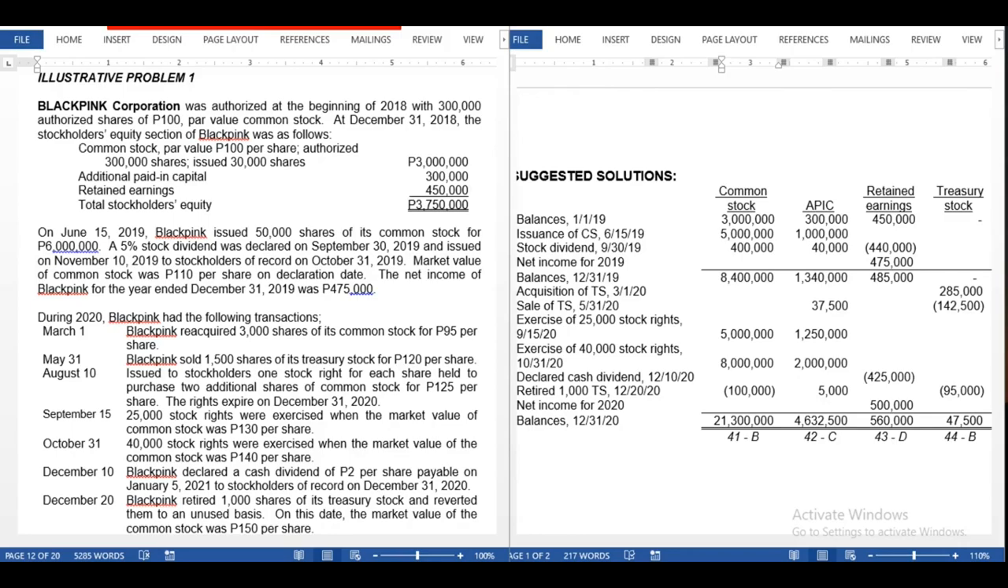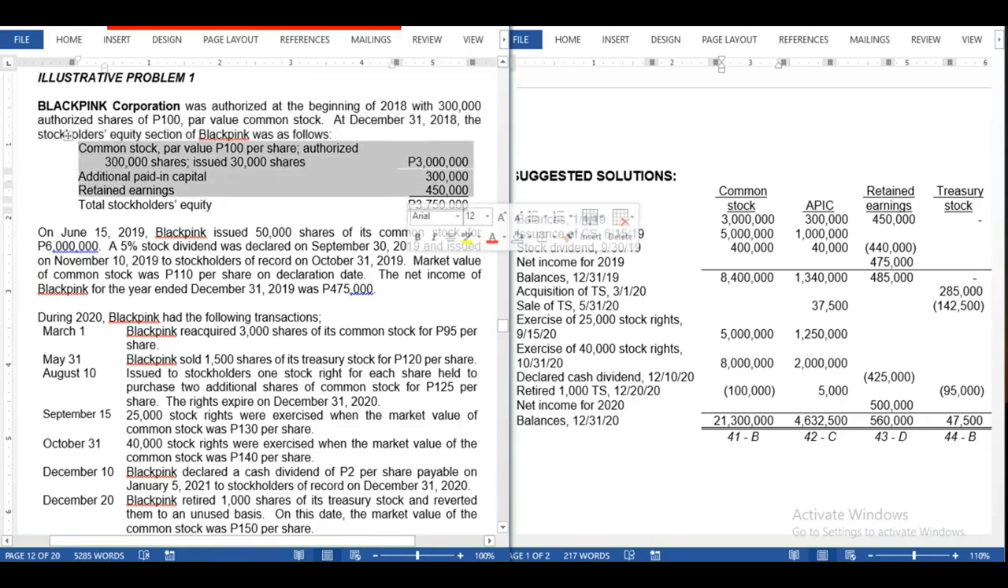Okay, so as you can see here, we are now in industry problem number 1. So this is Blackpink Corporation, which was authorized at the beginning of the year 2018 with 300,000 authorized shares and 100 par value common stock. So at December 31, 2018, the stockholders' equity section of Blackpink was as follows. So you do have here the beginning balances for 2019.